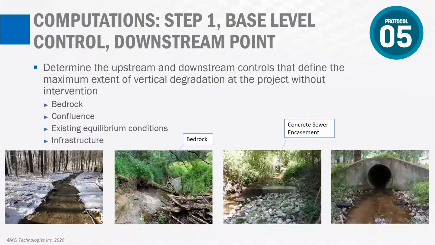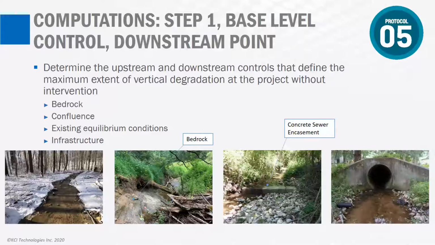So the first step for Protocol 5 is determining the base level control points. The control points define the maximum extent of vertical degradation at a project without intervention. Examples of control points may be if there's bedrock within the channel, or a confluence with another channel that's stable. The channel itself might reach its own equilibrium condition, so if it's within 5% of a calculated equilibrium condition, or there might be infrastructure that's preventing any further erosion.